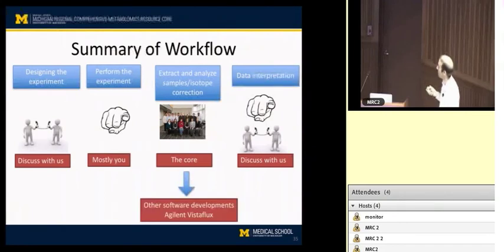Garrison is now going to talk to you about other software developments, a new software package called VistaFlux, which helps really deconvolute and automate what could be a very manual and laborious process. It makes our lives easier, and it will make your life easier if you wind up doing a lot of this fluxomics in your own lab. And I think that's it.